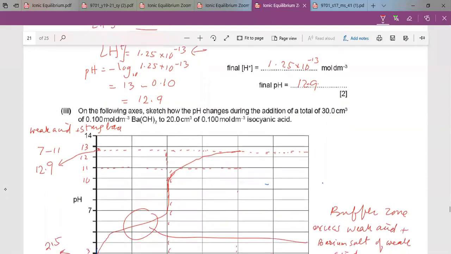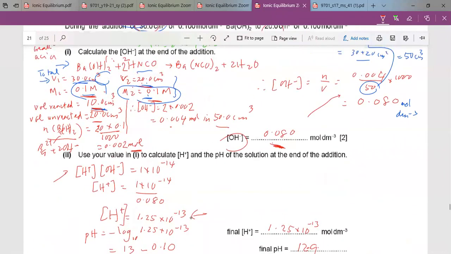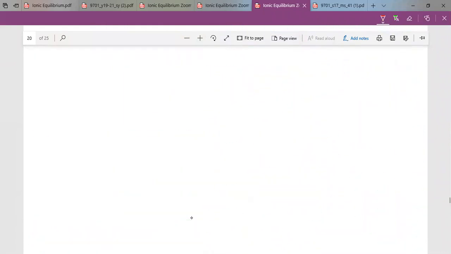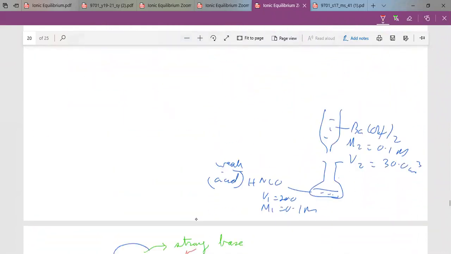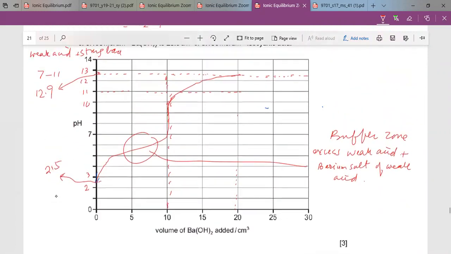Now to plot the graph, of course, starting at pH 2.5, because originally the acid was 2.5. Earlier we calculated 2.5, or 2.46. So start here at 2.5, this one here is important. Now the end point is 10, isn't it? I put 20 just now, it's wrong, so I correct myself.